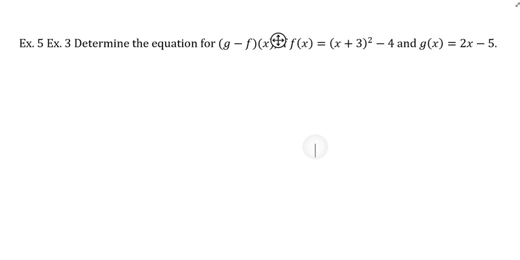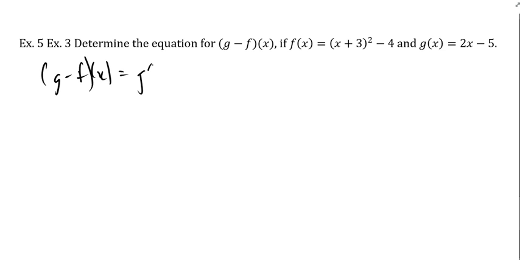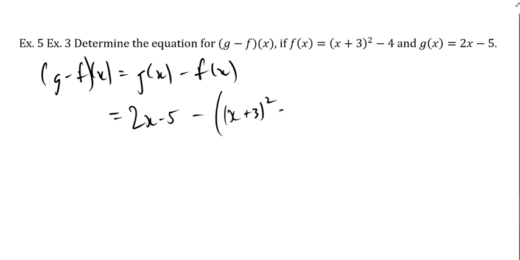Determine an equation for g minus f. So again, this one, order matters. Make sure you subtract the whole function. Example 4, trivial, because there was no simplifying that you could do. But this one, absolutely, we can simplify. Don't leave it like this.